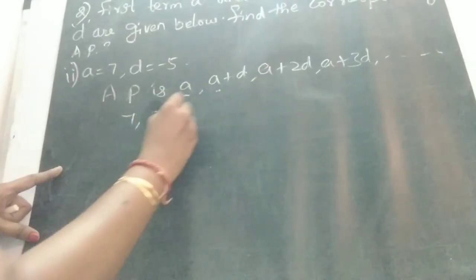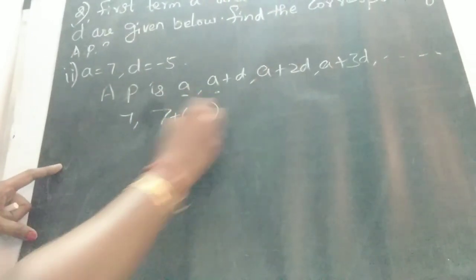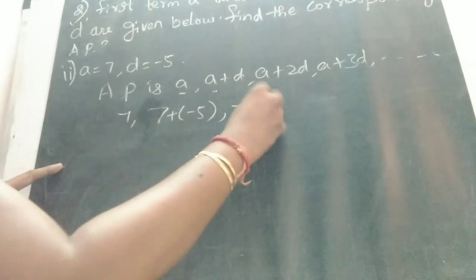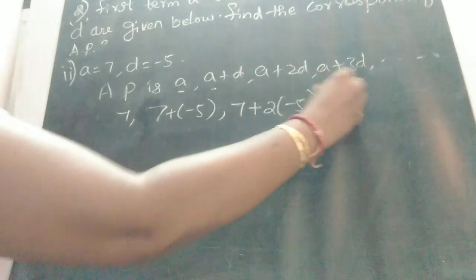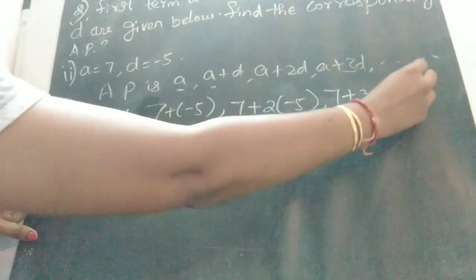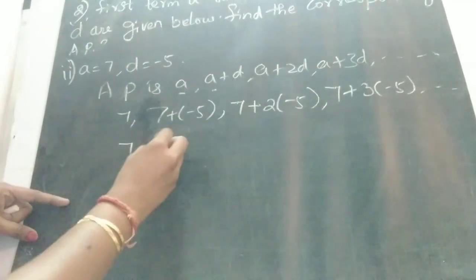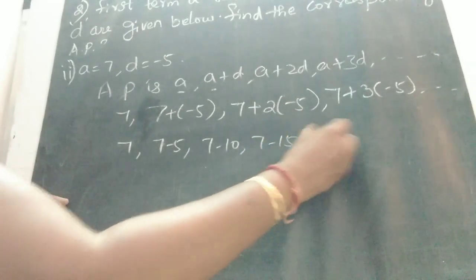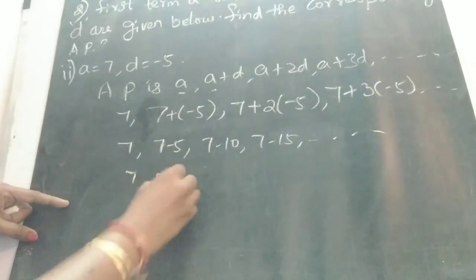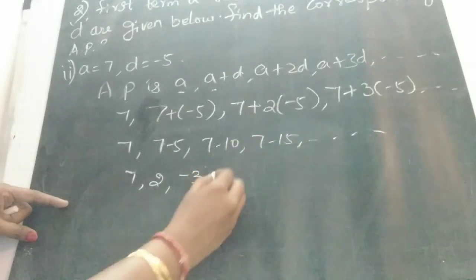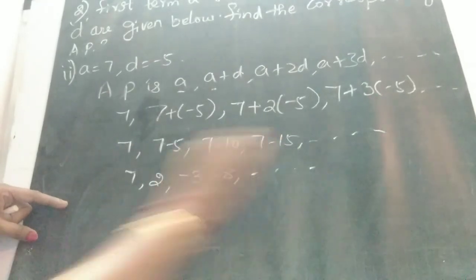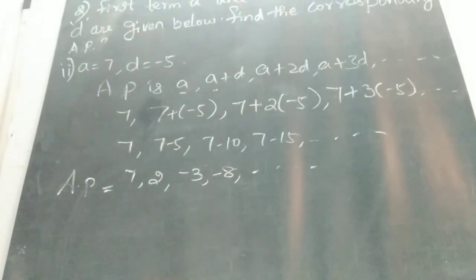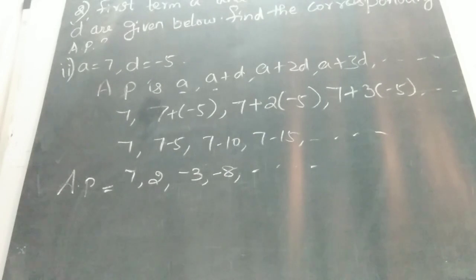I'll write it again. 7 plus of minus 5, that is A plus minus 5. The next term will be A plus 2 into minus 5. The next term will be A plus 3 into minus 5. It goes on like this. That is 7, 7 minus 5, 7 minus 10, 7 minus 15. Which is 7, 2, 7 minus 10 is minus 3, then 7 minus 15 is minus 8. So the given AP is 7, 2, minus 3, minus 8.